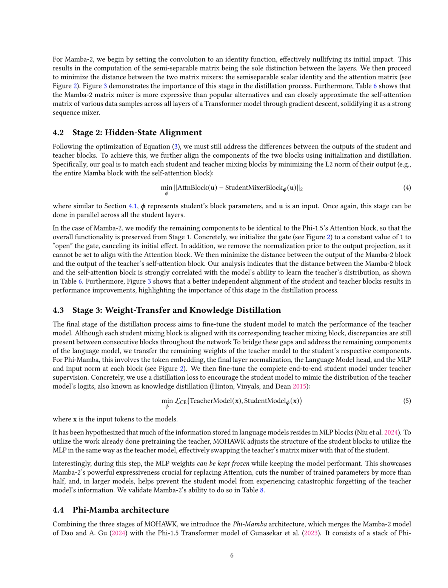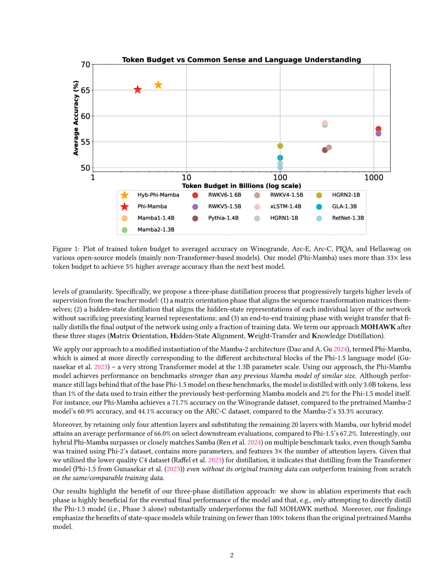3. Weight transfer and knowledge distillation. The final phase fine-tunes the student model by transferring the remaining weights from the teacher model to the student's components, such as token embeddings and MLP layers. This phase employs a distillation loss to encourage the student model to mimic the teacher's logits, effectively integrating the knowledge from the teacher model into the student model while maintaining performance. Together, these phases enable the Phi Mamba model to achieve strong performance with significantly less training data compared to traditional methods.